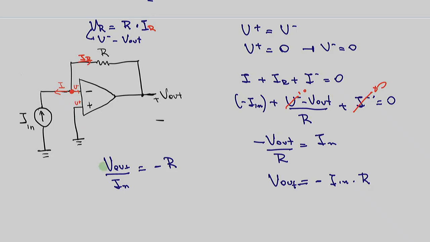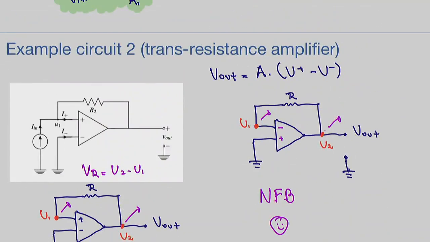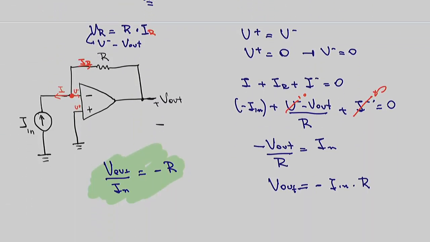Now, this is called the trans-resistance amplifier. Why? Because your input is current, your output is voltage. So when you do the gain, the relationship between input and output is resistance. So current comes in, you measure voltage. Yeah?